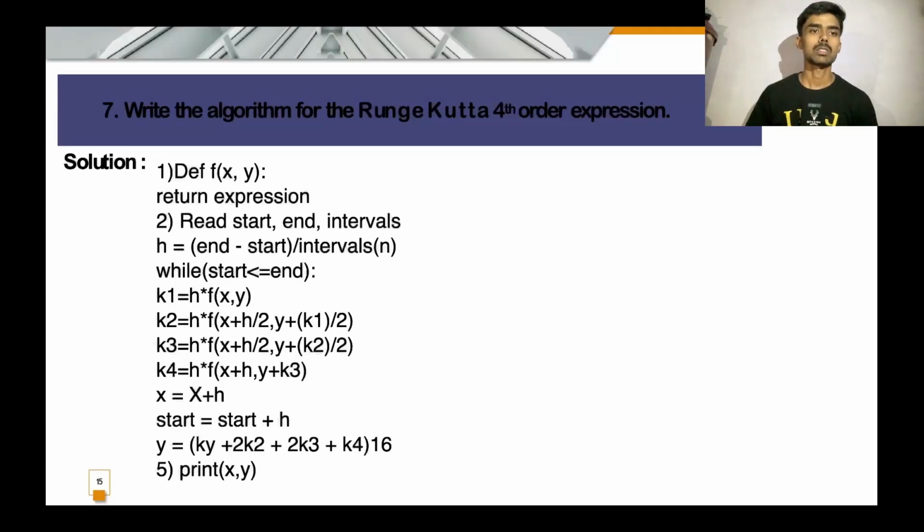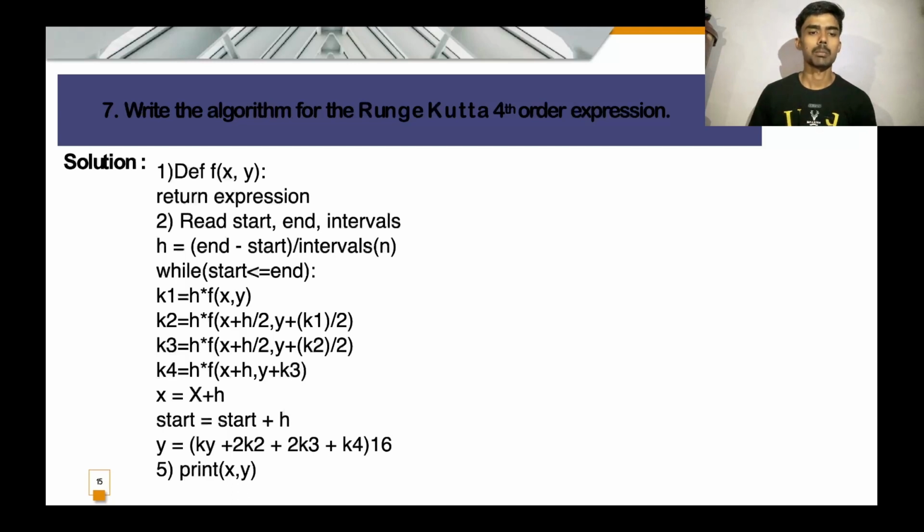Now for the next question, we are to write the algorithm for the Runge-Kutta fourth order expression. Now we will define our function f of x, y, then return the whole expression. Then read start, end, and intervals. Here, start and end basically mean the starting and ending limit, and intervals are the intervals between values such as x0, x1, and x2. Now the value of h is end minus start by n, and whatever the question has given.